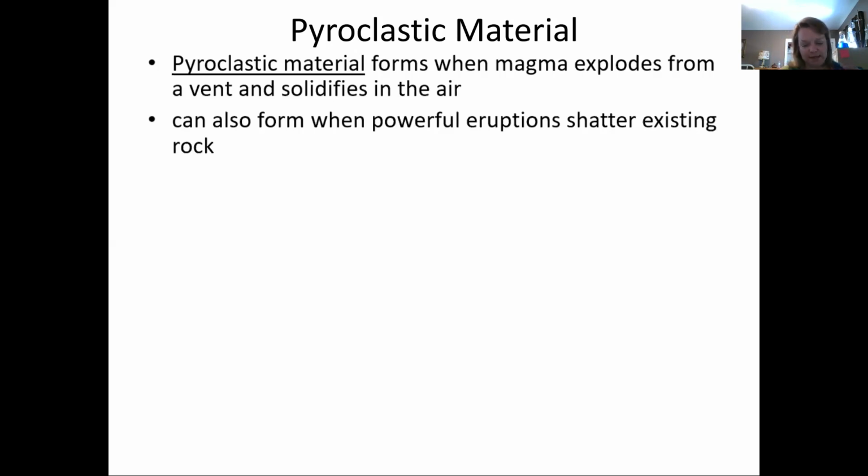So if we have exceptionally violent eruptions and we have existing rock around the vent or the crater, that's already hardened on the volcano, but that can turn into pyroclastic material as well, just by being shattered from the explosion.